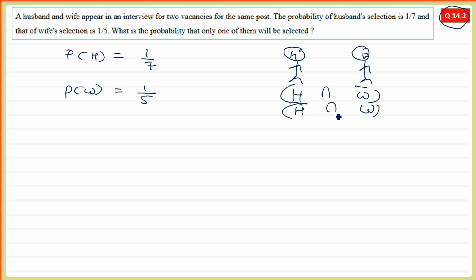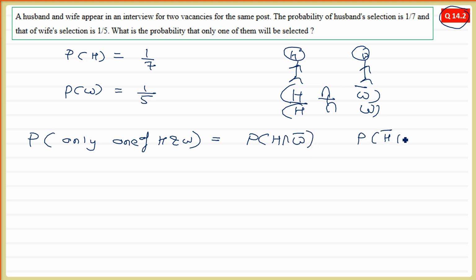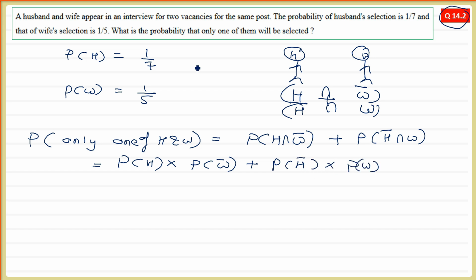So H intersection W bar and H bar intersection W, these two different probabilities have to be added. So the probability that only one of them will be selected, that is one of husband or wife, equals the probability of husband being selected and wife not being selected, or the probability of husband not being selected and wife getting selected. So these are independent events. Let's do this: PH multiplied by PW bar for the first one, and for the second one PH bar multiplied by PW. So what is PH here? 1 by 7, and 1 by 5 is PW.